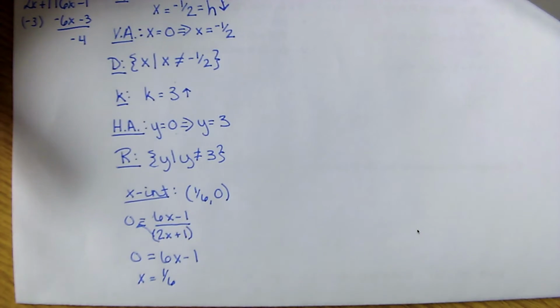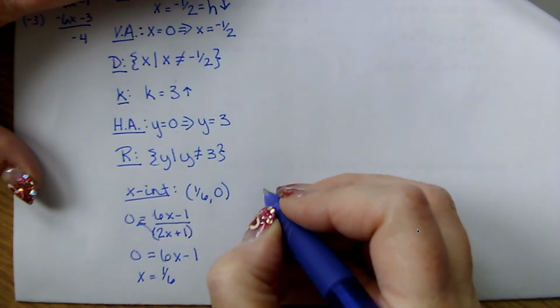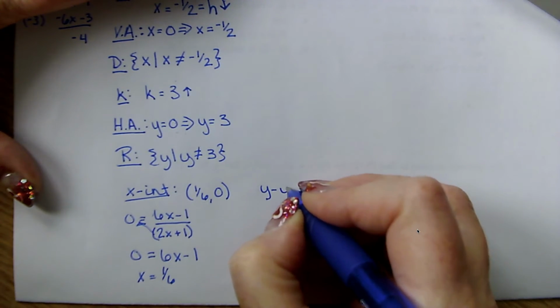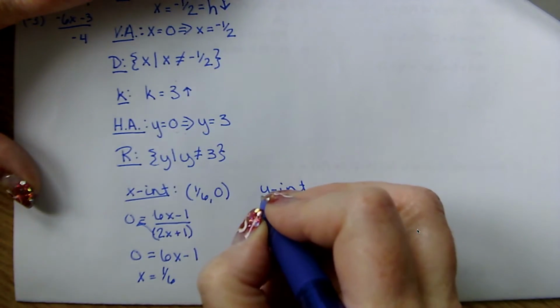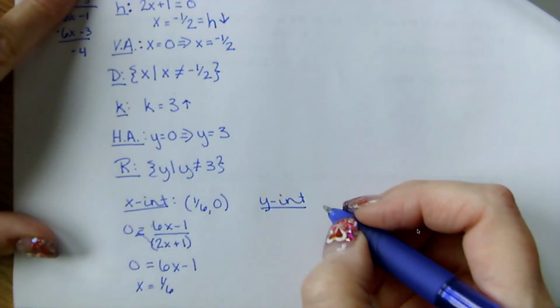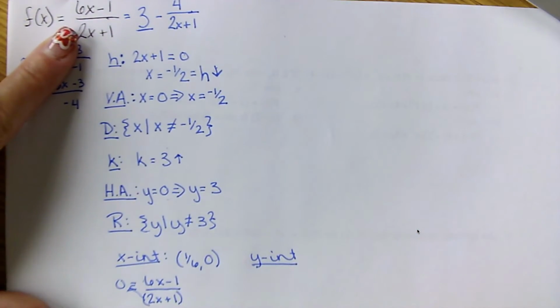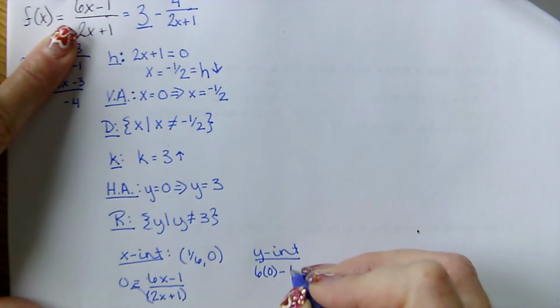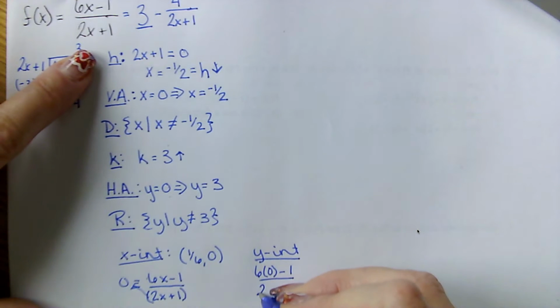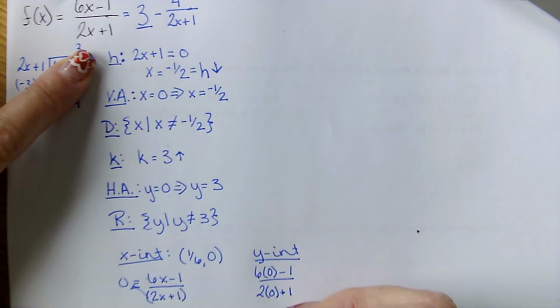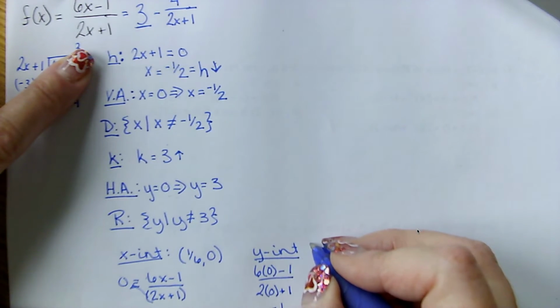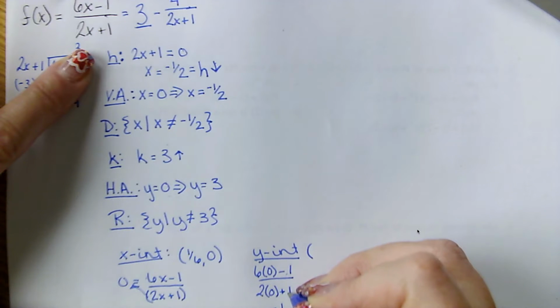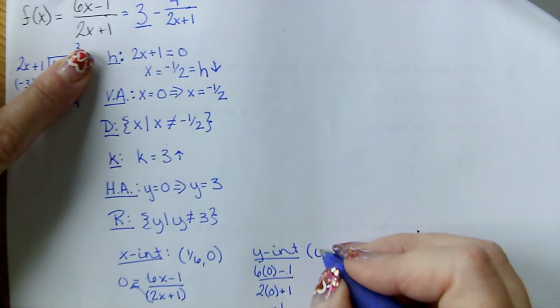Okay, what's next? Y-intercept. How do I find that? You put 0 for x. So back into the original function again. So it's going to be 6 times 0 minus 1 over 2 times 0 plus 1, which is going to be just -1, because it'd be -1 over 1, right? So 0, -1.